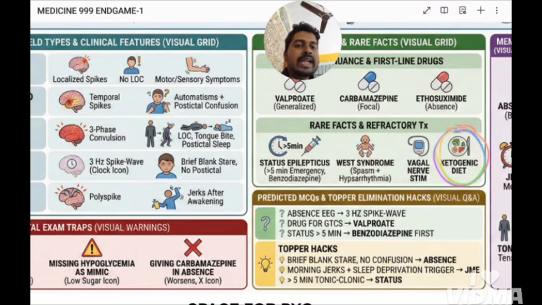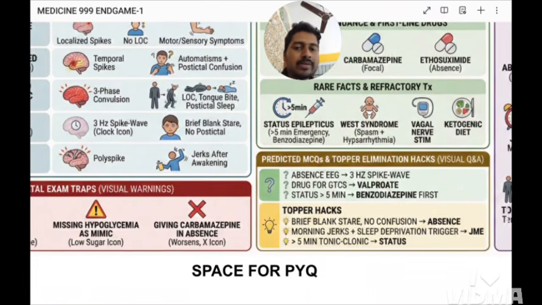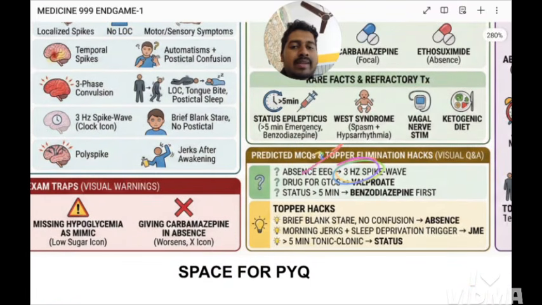So next, ketogenic diet has some role in refractory status epilepticus, okay. So these are basically treatment for those seizures which don't subside. So basically these are refractory epilepsy treatment, okay. Now, 3 Hz spike is seen in what? Absence seizures, okay. Next, drug of choice for GTCS is valproate, I already discussed.